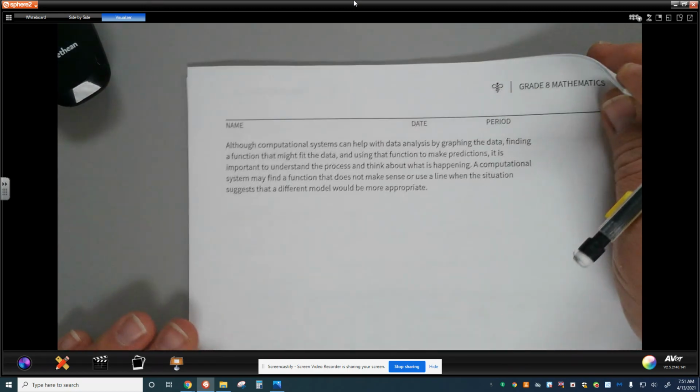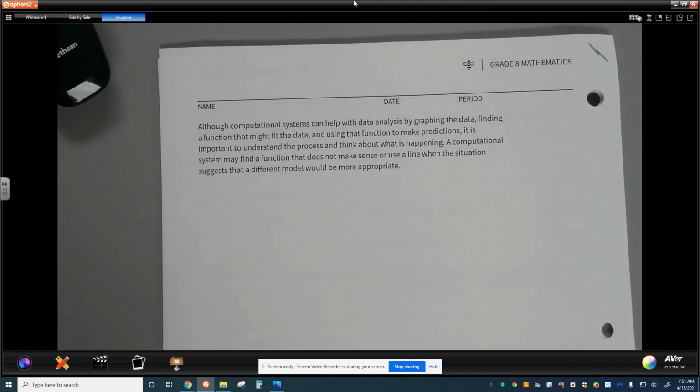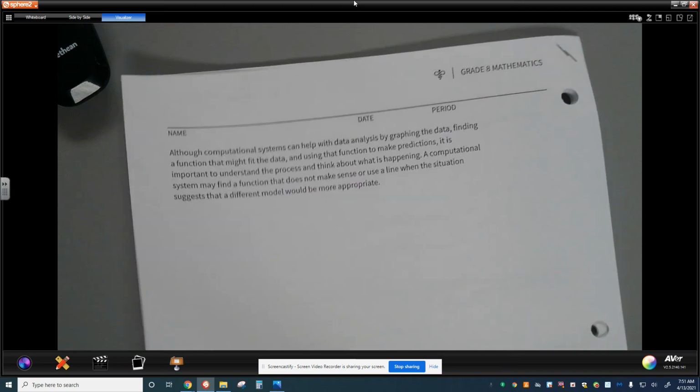After we've done those pieces, there's still a little bit of thought to it. Although computational systems can help us with data analysis and graphing the data, finding a function that might fit the data and using that function to make predictions is really important to understand this process and to think about what's actually happening. When we find a function that does not make sense, or use a line when the situation suggests that a different model would be more appropriate, we have to understand that that changes the way that the data is interpreted. So keep that in mind.